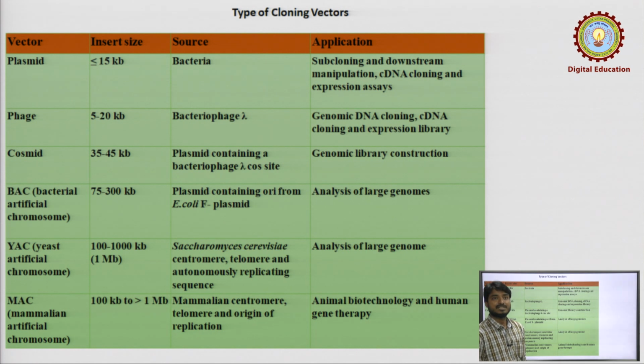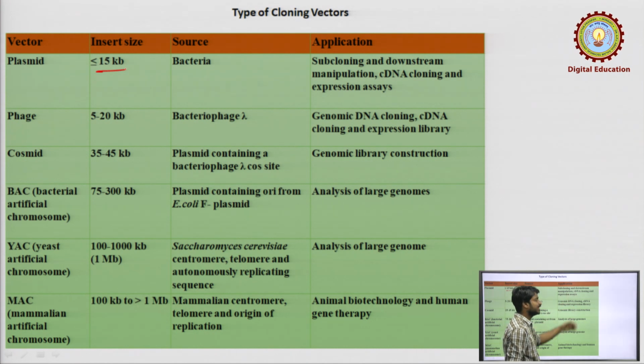So these are the different types of vectors we have. The first is the plasmid, whose source is bacteria. What is the size here? It can carry only an insert of less than 15 kb. And what is it used for? Normal gene cloning, complementary DNA library, and expression assay.